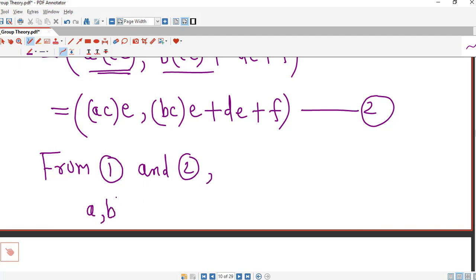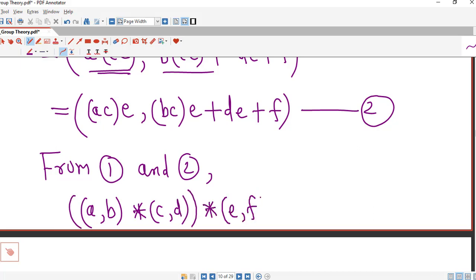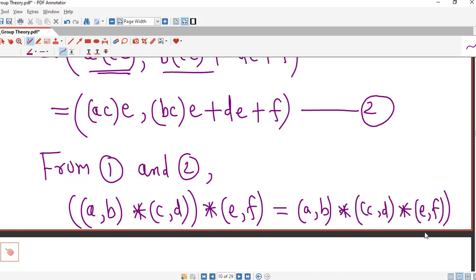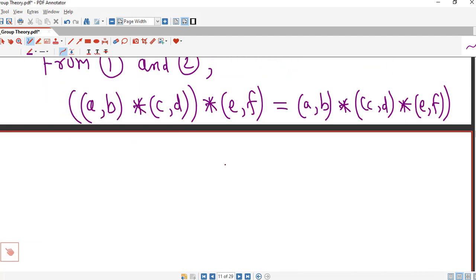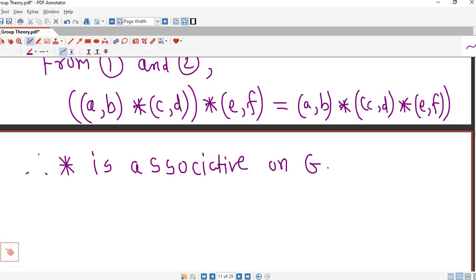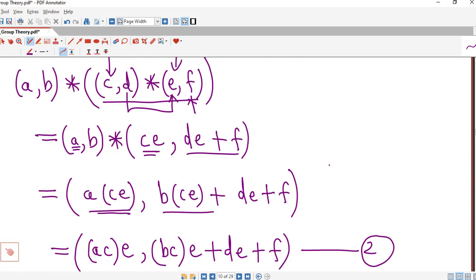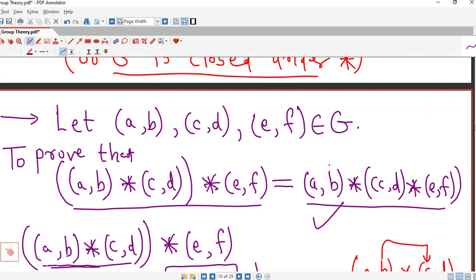we find that ((A,B) star (C,D)) star (E,F) equal to (A,B) star ((C,D) star (E,F)). So this shows that the operation star is associative, or the associative property is satisfied on G. So this property is also satisfied.